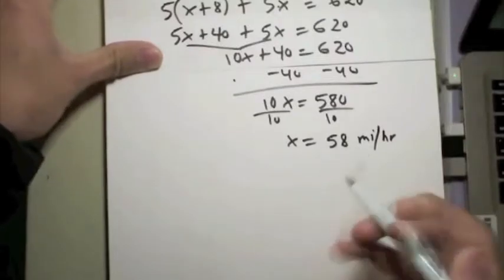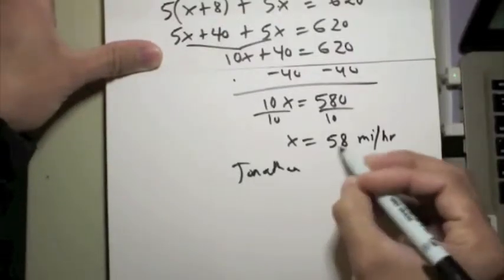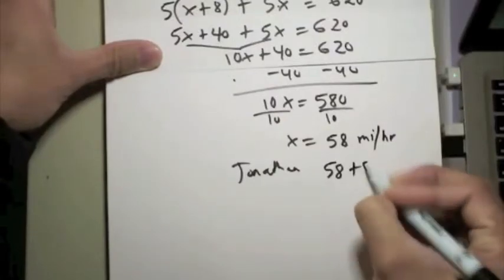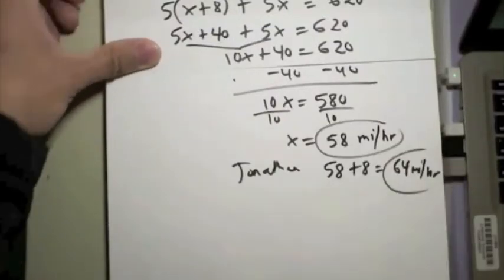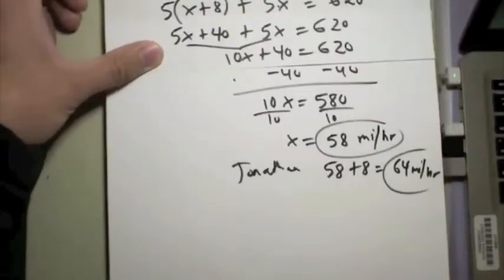So if we want to find Jonathan's speed, all we need to do is add 8 to 58. So 58 plus 8. So that's the idea. This is the scenario that I talked about before, where you are heading towards each other. The distance, when you add them, will be the sum of the distance between the two places.